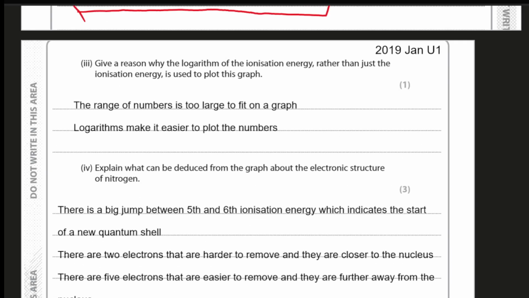Moving on to the next part, give a reason why the logarithm of the ionization energy rather than just the ionization energy is used to plot this graph. Now, sometimes the values of the ionization energies might be too large. That is why, in order to ensure that the numbers can be plotted easily on a smaller range, we tend to take logarithms, because it becomes easier for us to make the graph much more simplified, and smaller numbers can be used.